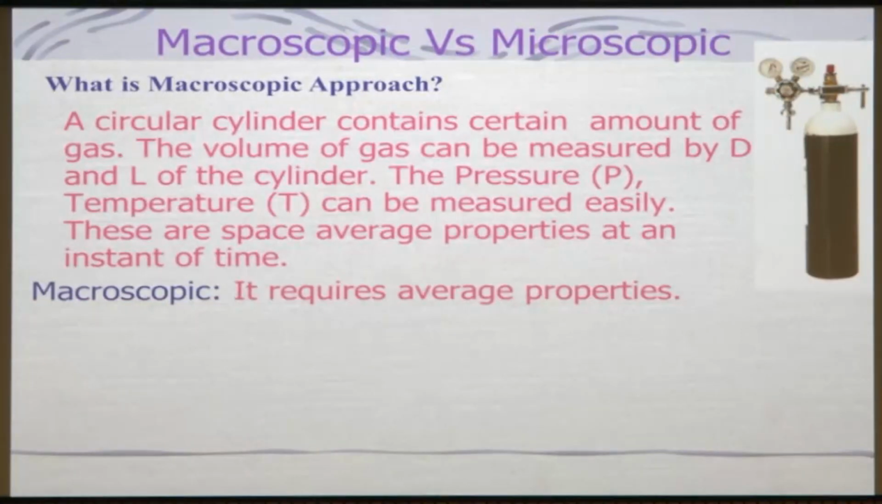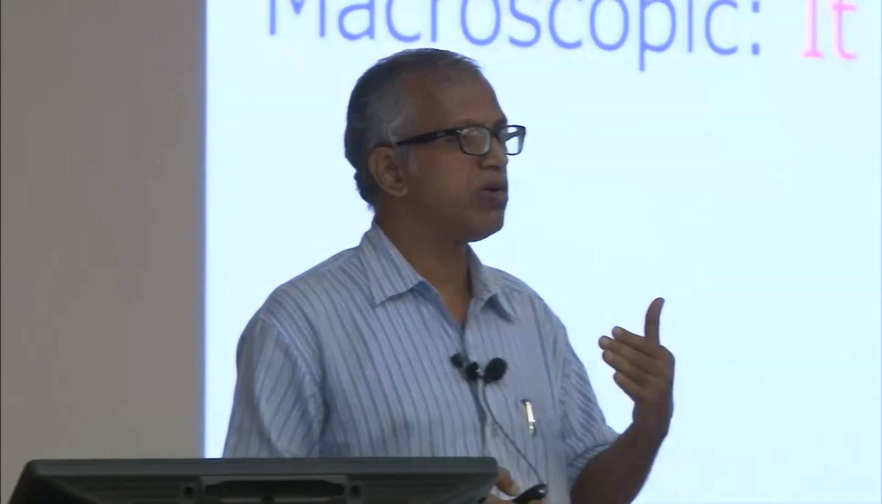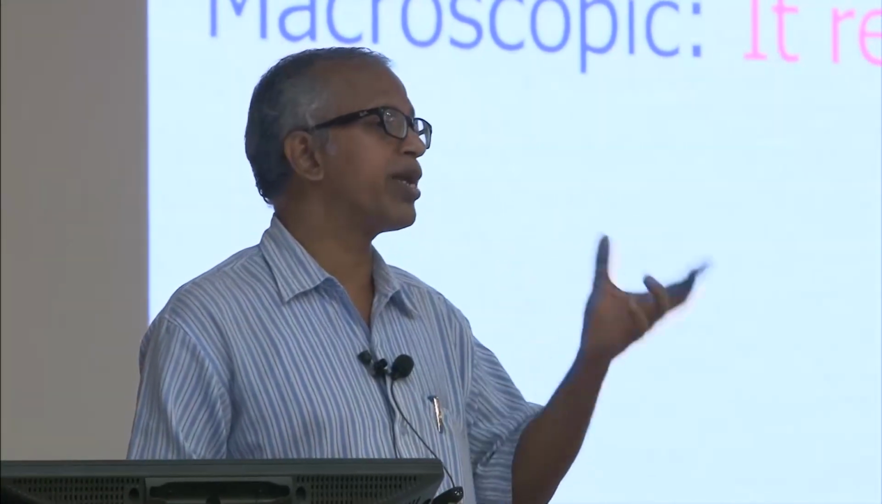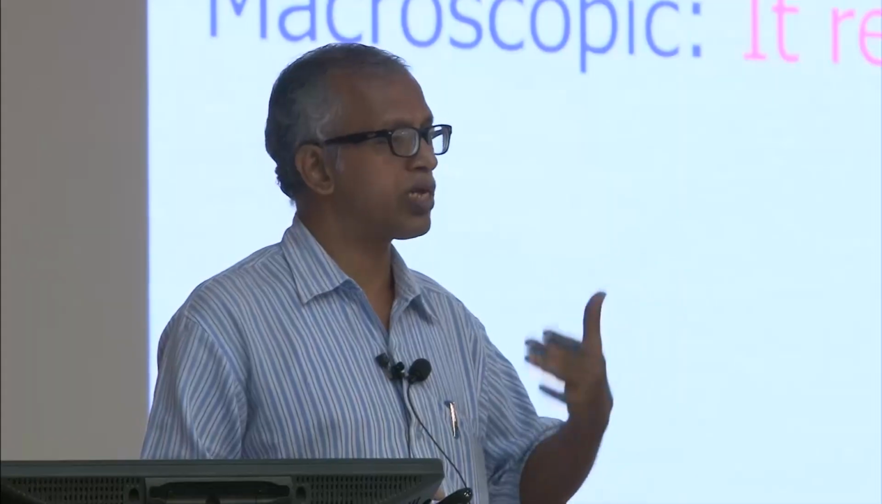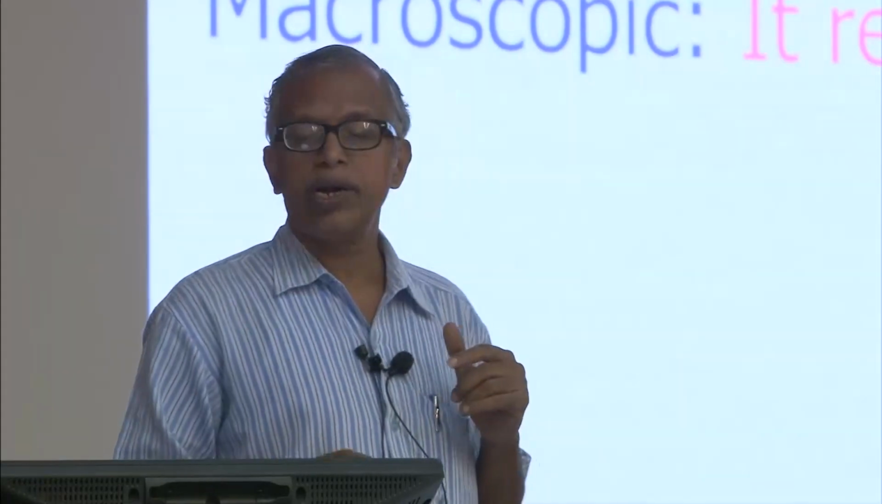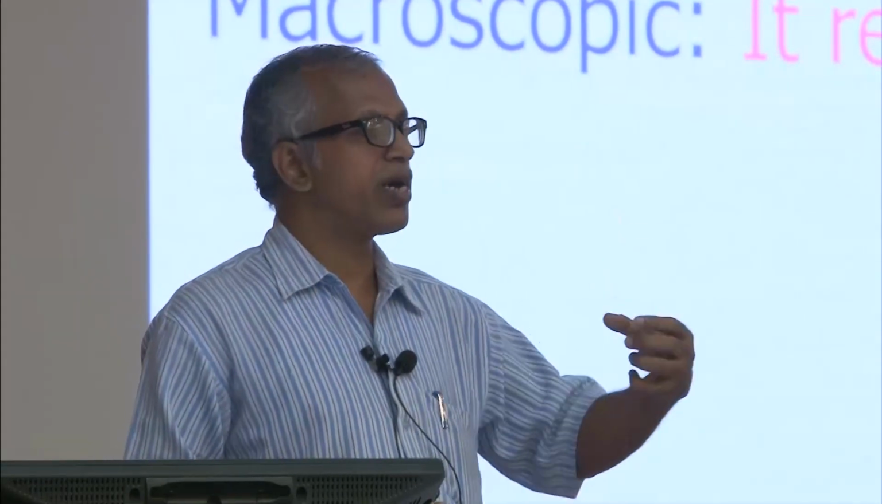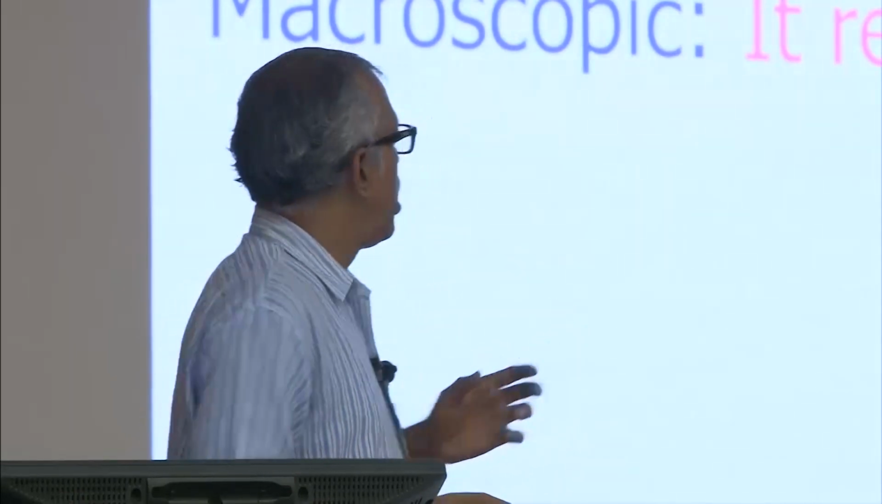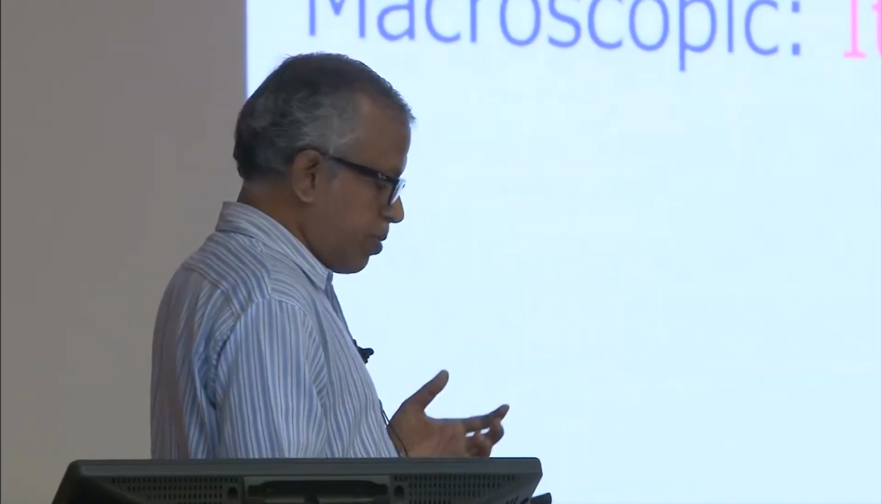And it basically talks about the average properties, it is not changing with respect to time. Of course, one can measure the pressure and temperature with respect to time, but in this example we are saying what it would be, right? And this is the average species.